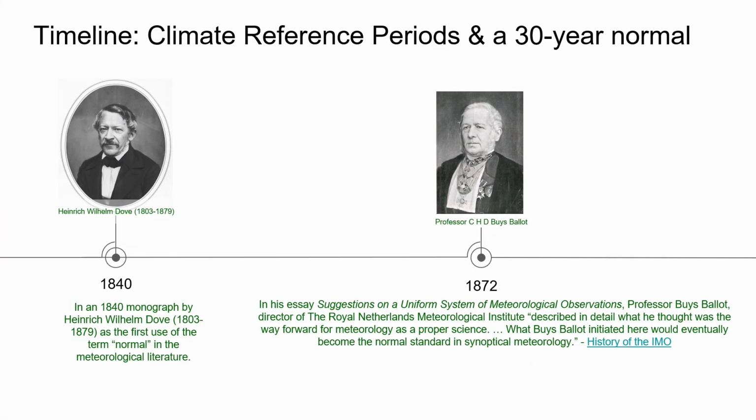The first use of the term climate normal was in a meteorological monograph in 1840 by Henrik Wilhelm Dove. The idea of defining a consistent temporal period to act as a standard for meteorological comparison also came up in an essay by Professor Biesballet in 1872. It's the same essay that promoted the formation of what is now the World Meteorological Organization, or WMO, an acronym that I'm going to be using quite a bit going forward.